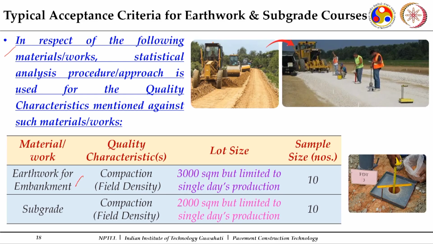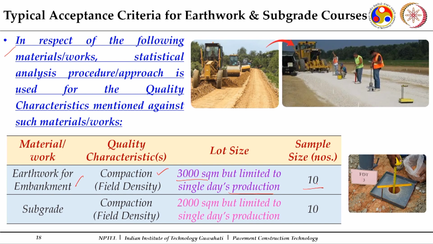Now, as I mentioned, it depends on how many samples have to be tested. As per the requirement of SP 112, for earthwork and embankment, the quality characteristic usually ensured is the compaction. What is a typical lot size? It says around 3000 square meter, but limited to a single day's production work. If the single day's production work is less than that, we consider that as a lot, we will not accumulate 2 days' work to form 3000 square meter.